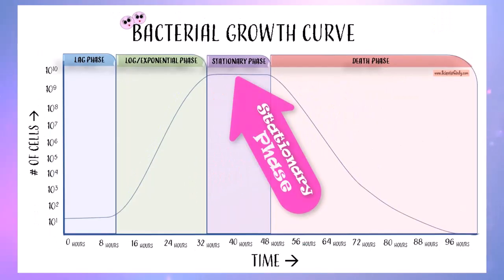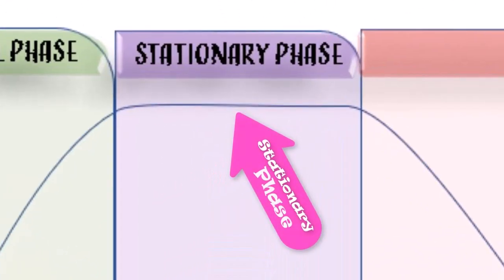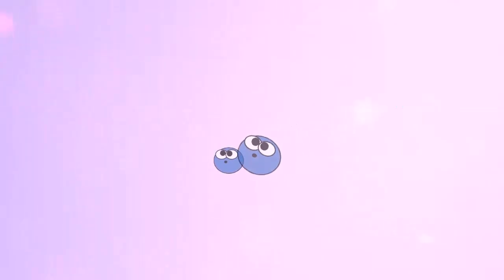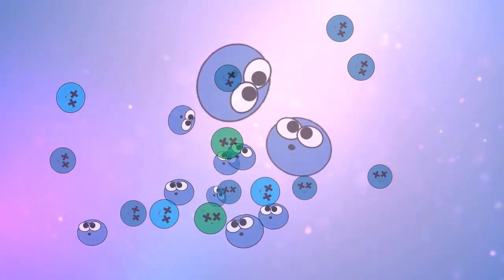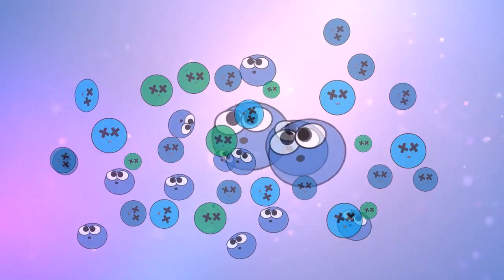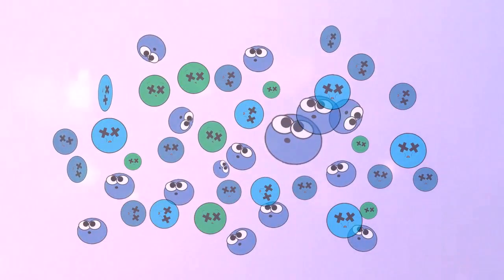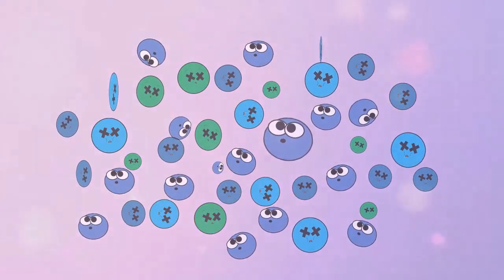In the stationary phase, we see that there is no real change in the number of bacteria in the cell culture. In the stationary phase, the number of bacterial cells in our cell culture remains fairly constant due to the fact that the number of cells being created will roughly be equal to the number of cells dying in our cell culture.